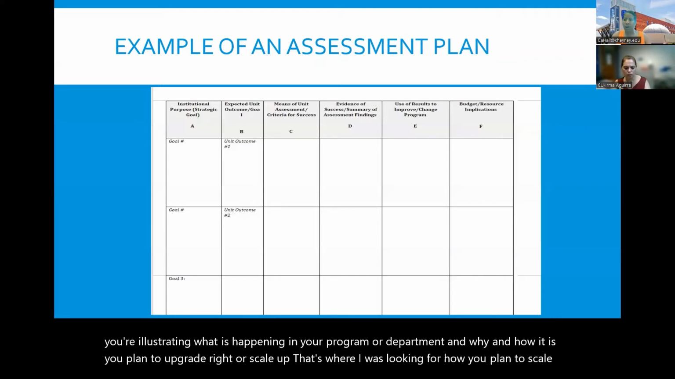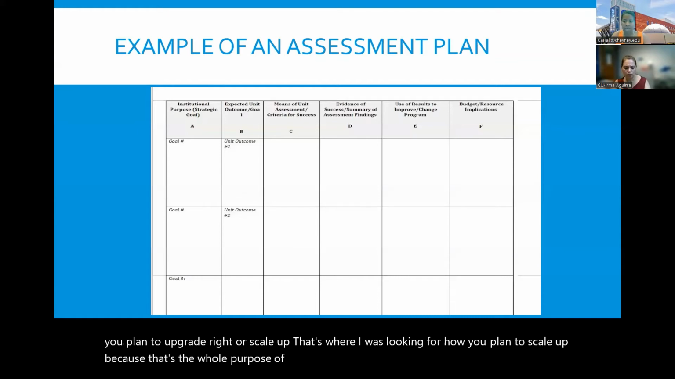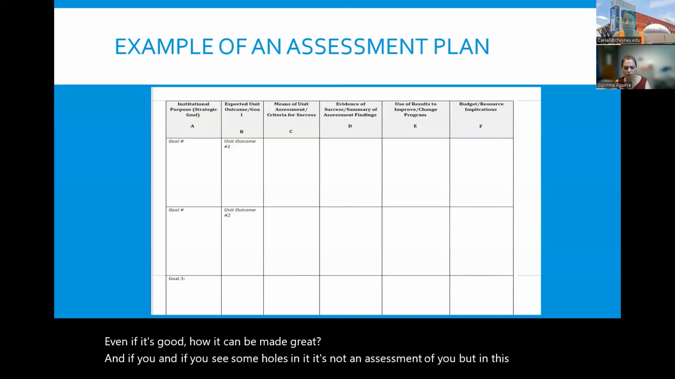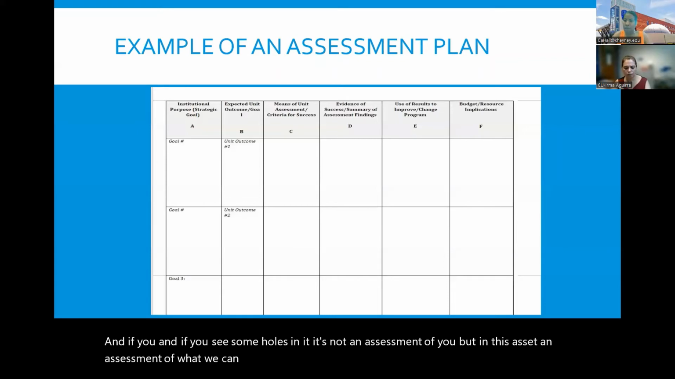Because that's the whole purpose of assessment. Assessment is going to look at what you're doing and how it can be improved. Even if it's good, how it can be made great. If you see some holes in it, it's not an assessment of you, but an assessment of what we can all do to make whatever you're trying to do better.